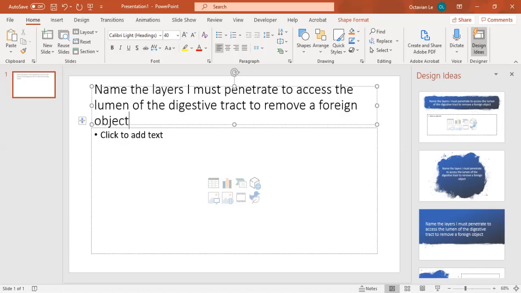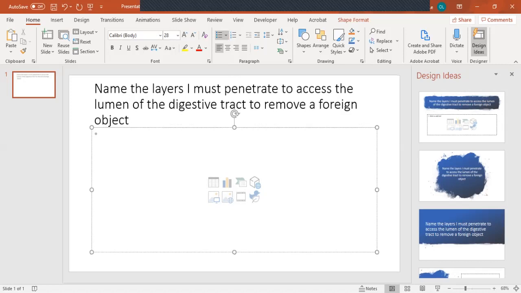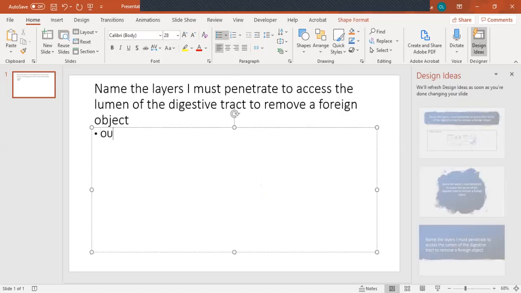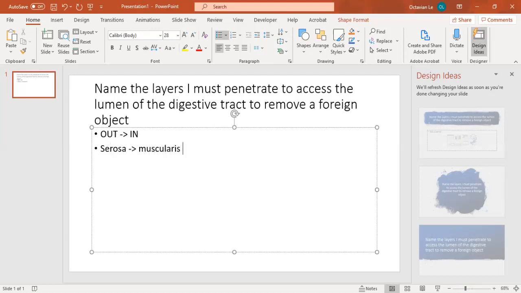Okay, so let's use theoretically how you would open this. So we know for a fact we are beginning from out to in, out to in. Okay, which means the first layers will be serosa, muscularis externa, submucosa, and mucosa. And the lumen is what you arrive at once you cut into the mucosa.